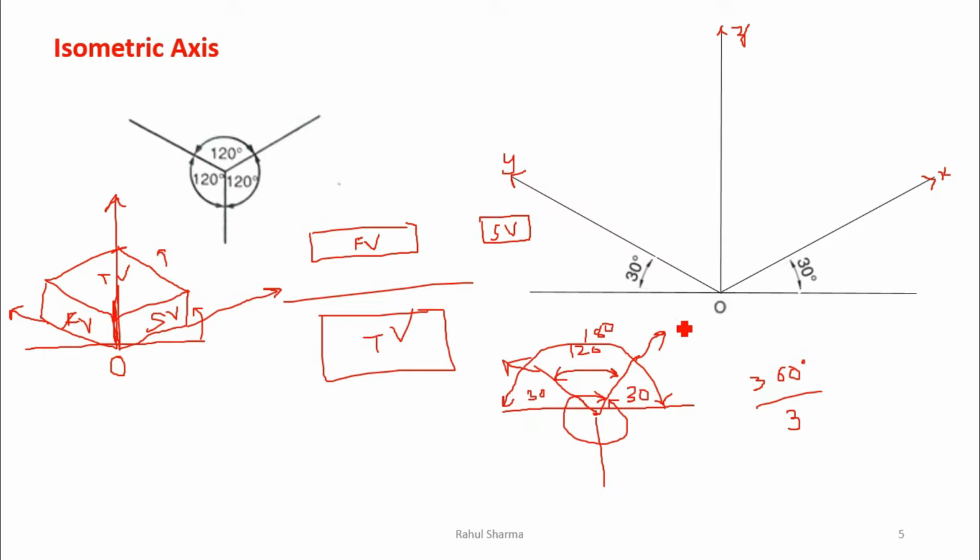So that is why for OX 30, OY 30, and this was the Z axis, but generally we take height. This is the negative side of height, so we take the z-axis upward in this way, so that is 90 degrees to the ground line. So in this way we are getting the same isometric axis.